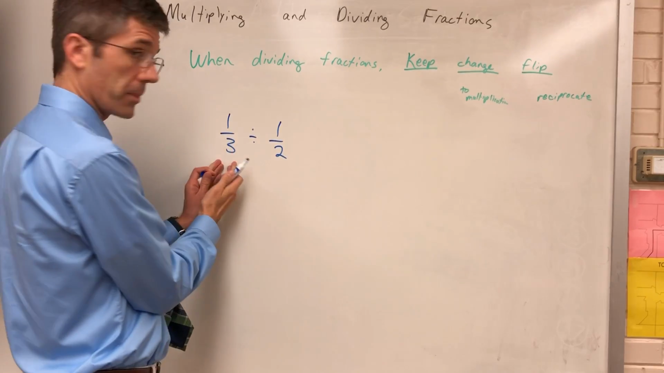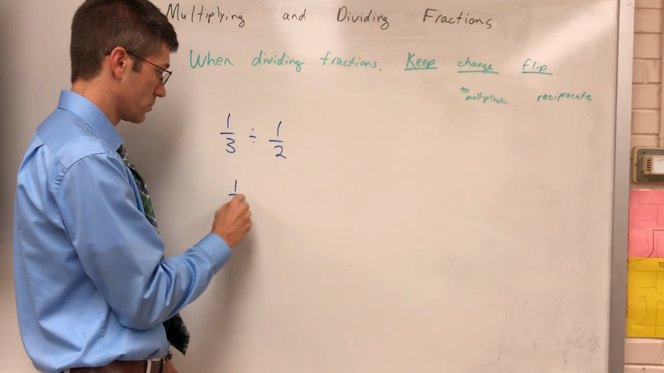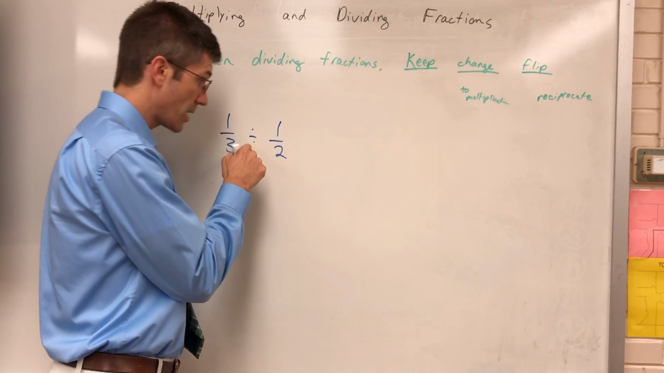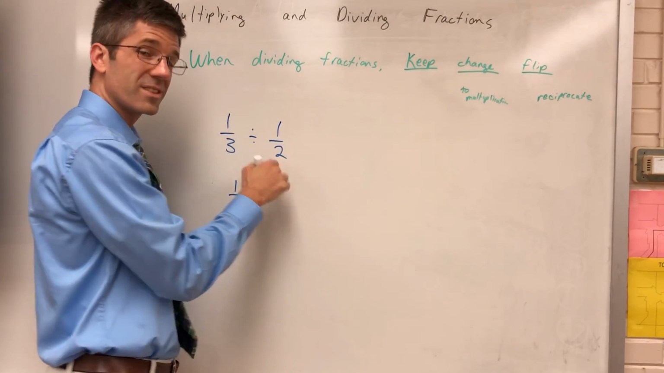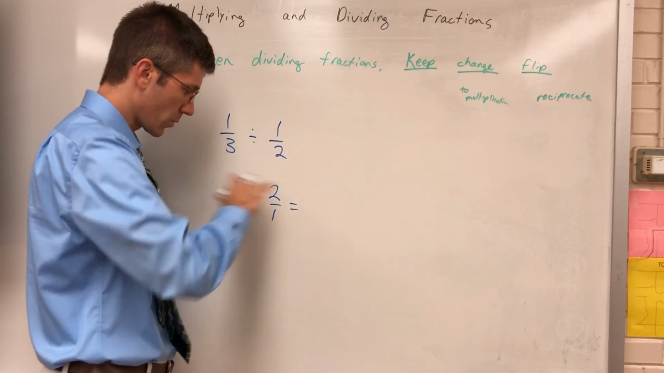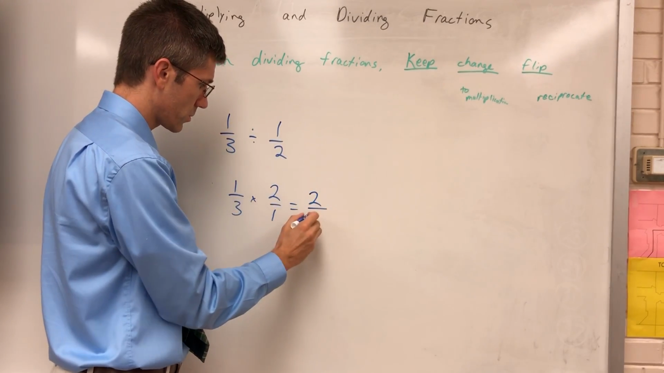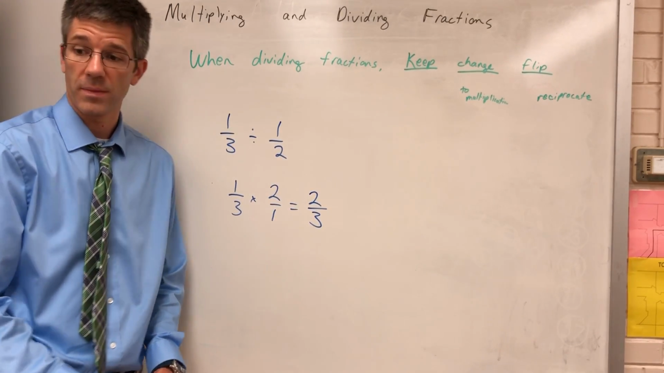And so we will keep it, change it, flip it. Done. Okay, so keep it. Don't change it at all. Change that to multiplication, and then reciprocate. We take the reciprocal, so it's 2 over 1, and then we'll multiply. So 1 times 2, 3 times 1, and we're done. That was so easy I almost fell asleep during that problem.